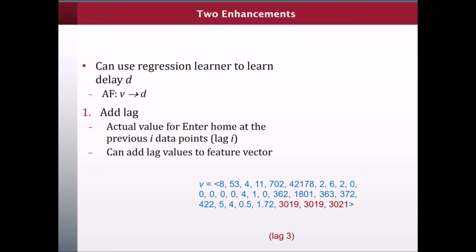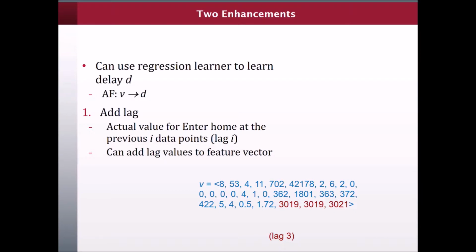With a lag value, we assume that we have actual delay values for a specific activity for earlier data points, a fixed number of data points, and we will refer to that fixed number I as the lag, and that's the number of earlier data points for which the actual delay value is available. They may not correspond to previous sensor events if that delay is not known. They may correspond to sensor events that occurred a while ago.